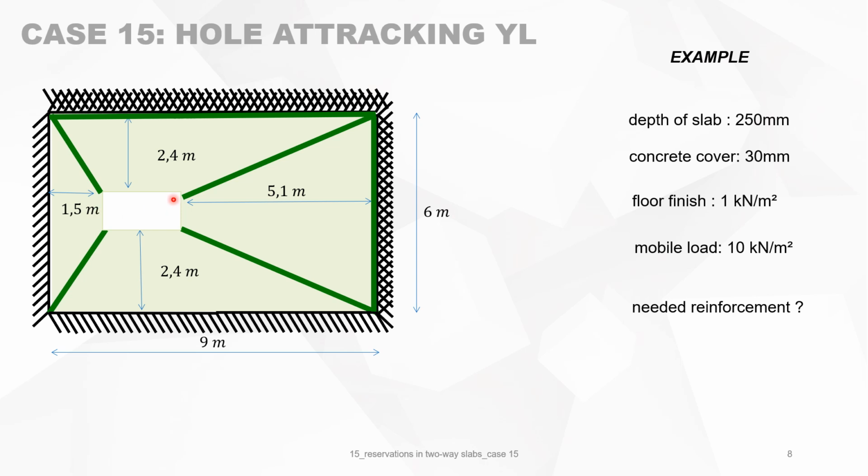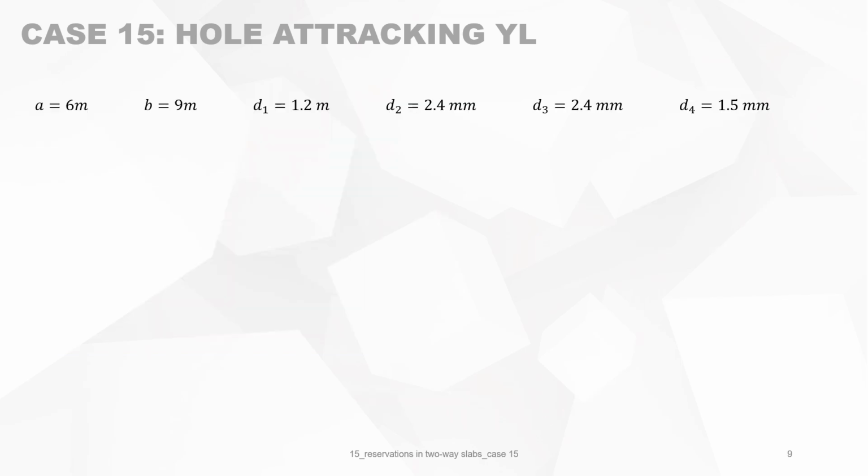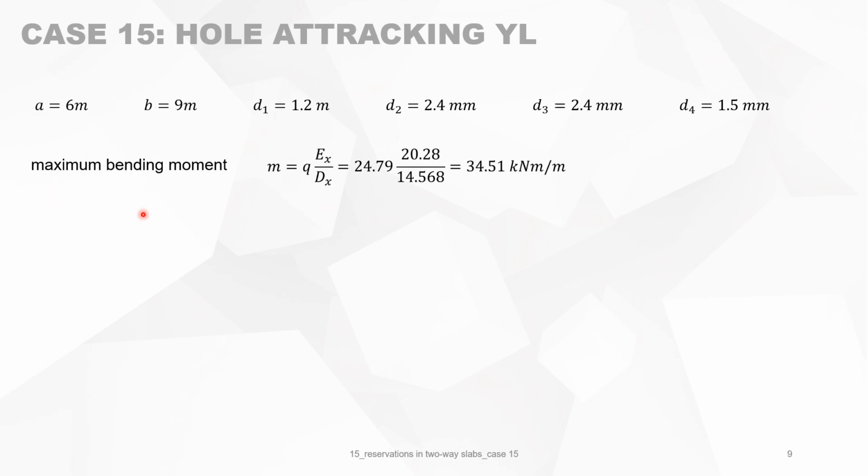And we draw the yield lines and we use the rule of attracting yield lines. Okay. Now we will try to find the needed reinforcement. The load in ULS is then 1.35 permanent load plus 1.5 mobile load, which gives you 24.79 kilonewton per square meter. These are the different parameters. We use the formulas of the previous slides and obtain as a bending moment 34.51.